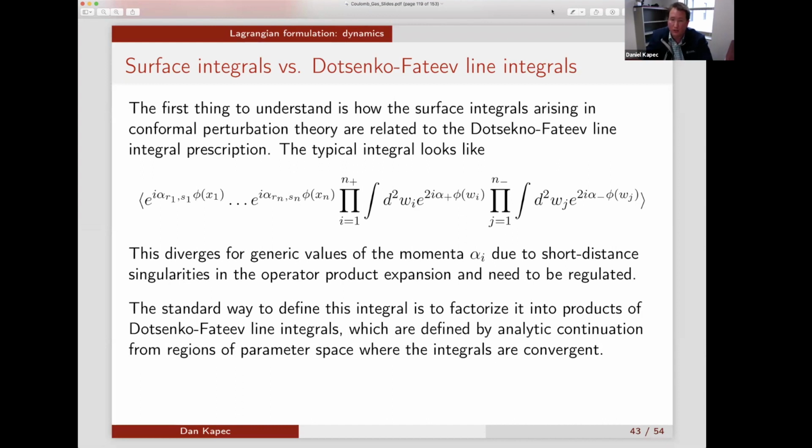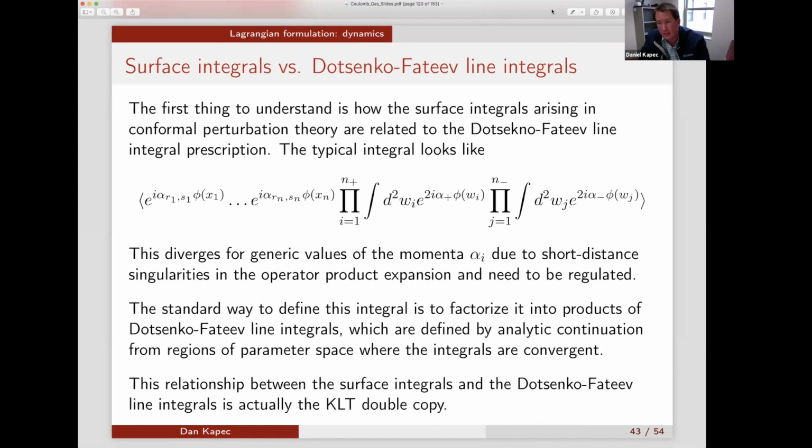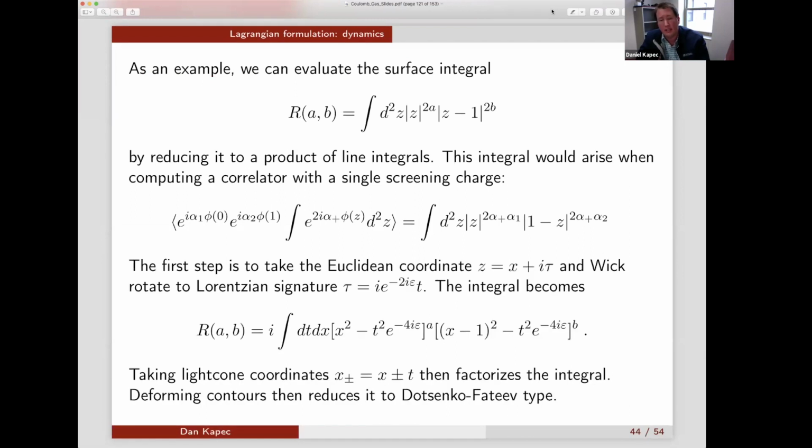And actually the standard way to treat these integrals just factorizes them into products of the Dotsenko-Fateev line integrals, which you then define by analytic continuation from regions of parameter space where the integral is convergent, okay? It may sound a little bit mysterious, but it's actually really just the KLT double copy in a sort of unfamiliar setting. So maybe since we're in a hurry, I won't do this example in detail, but there's a pretty standard recipe that you follow to turn a surface integral like this into products of Dotsenko-Fateev line integrals.